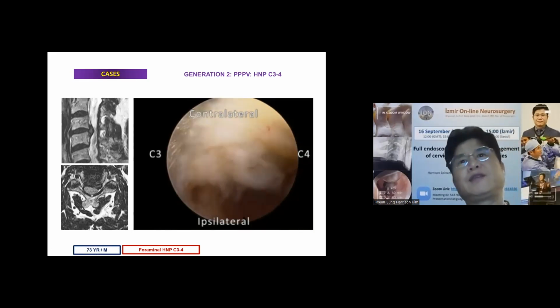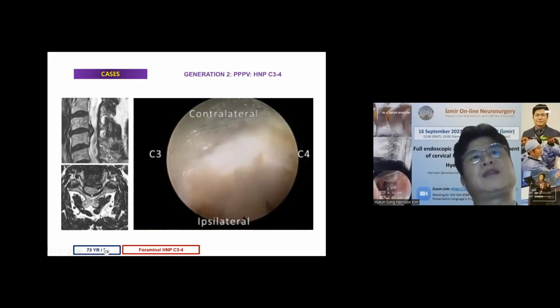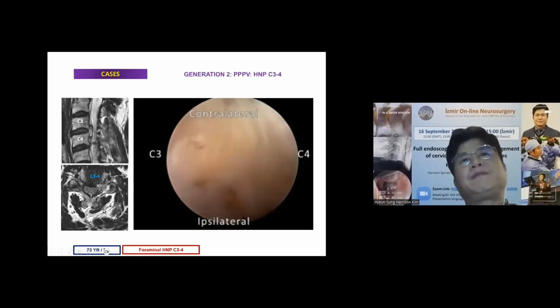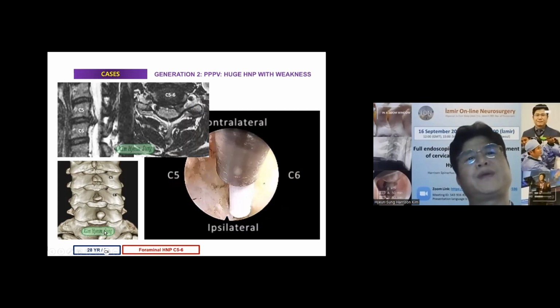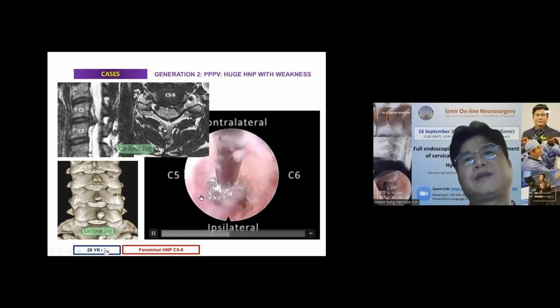And then you can see the protruded disc here. And after then, the patient's pain is gone completely now. And another case is a C5-6 huge disc patient. This patient also had a very severe pain, a 28-year-old female patient. And after maybe foraminotomy, now you can see that here is the pedicular area.